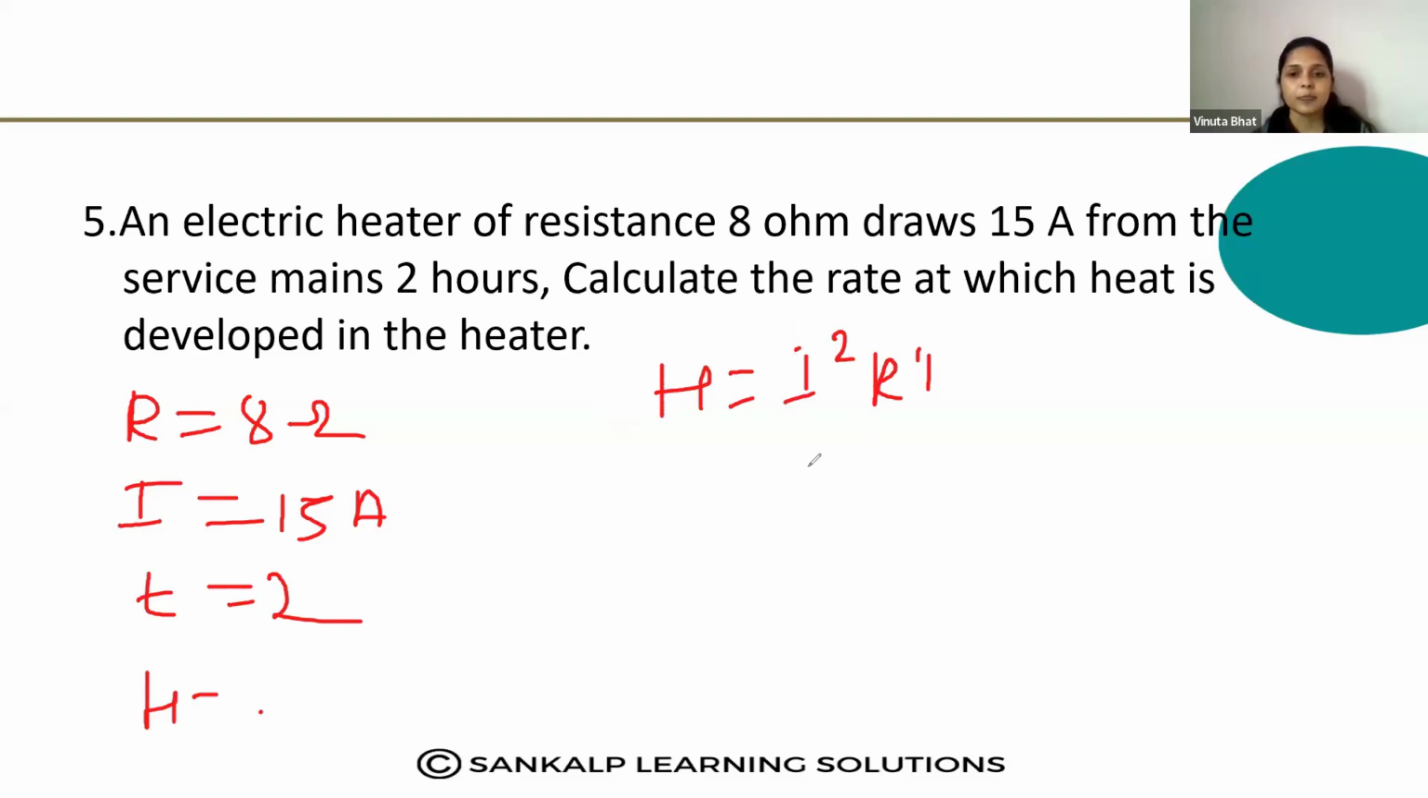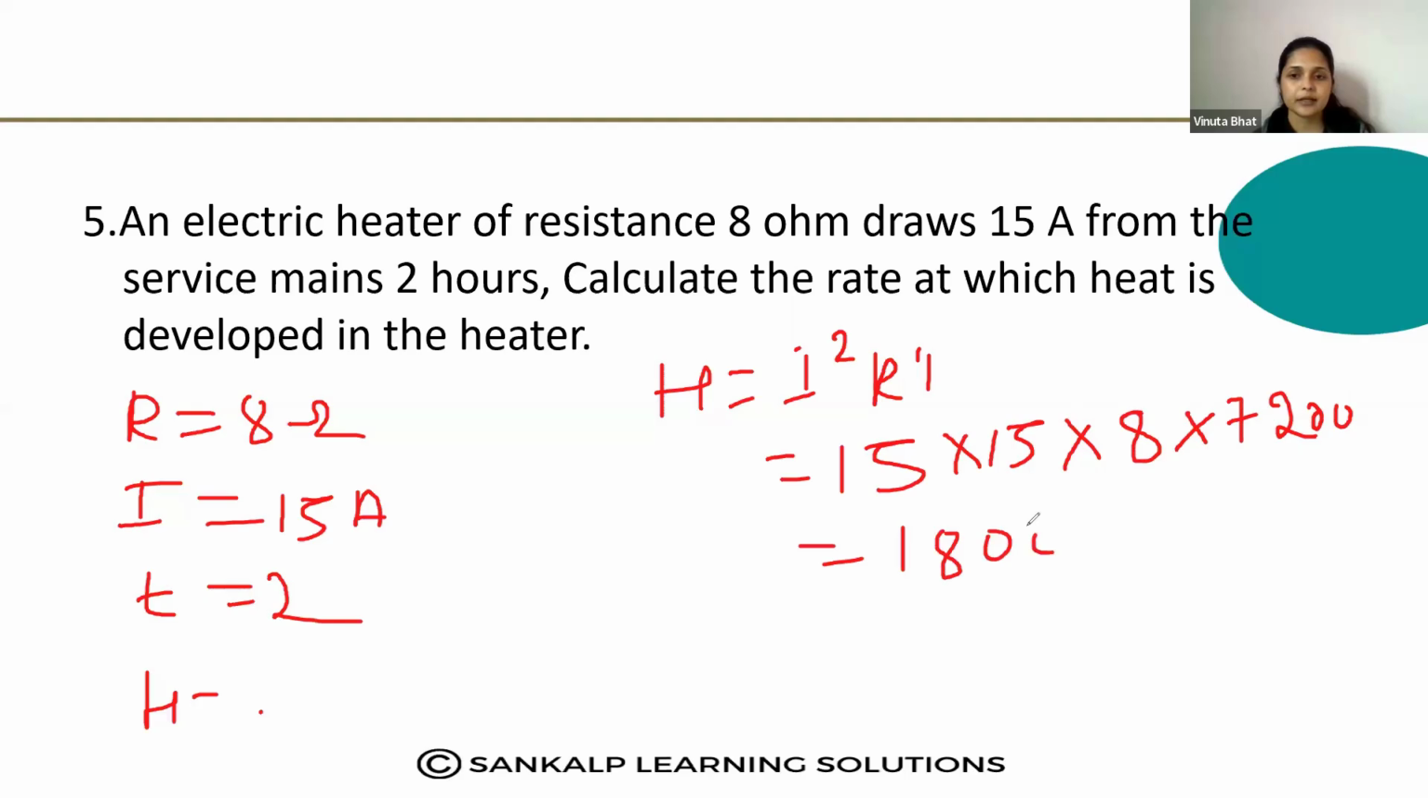Here I square means 15 into 15, and R is 8, and the time 2 hours, that is in seconds, 7,200 seconds. So that is equal to 1,800 into 7,200. Heat produced is this much. Then what is the rate at which heat is produced? P is equal to H by T formula. Okay, P is equal to H by T here.